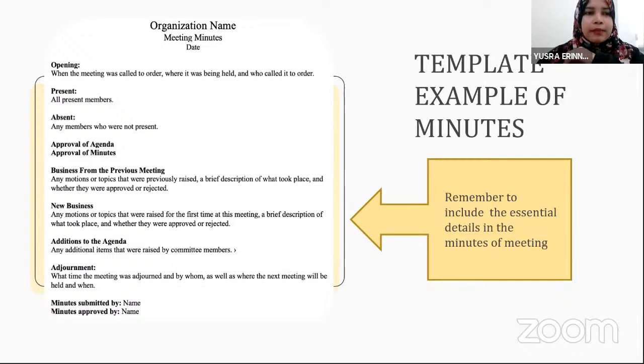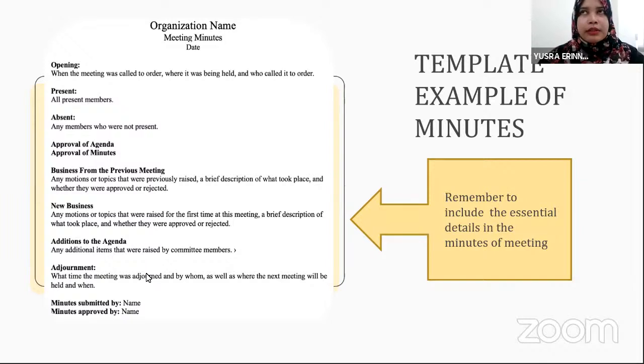And then you will also discuss business from the previous meeting as well. And then of course you will have new business, any motions or topics raised for the first time in the meeting. Additions to the agenda if there are some things that you want to add on. And then adjournment. Adjournment is the end of the meeting, so what time the meeting was adjourned, and by whom. So you need to record the time.